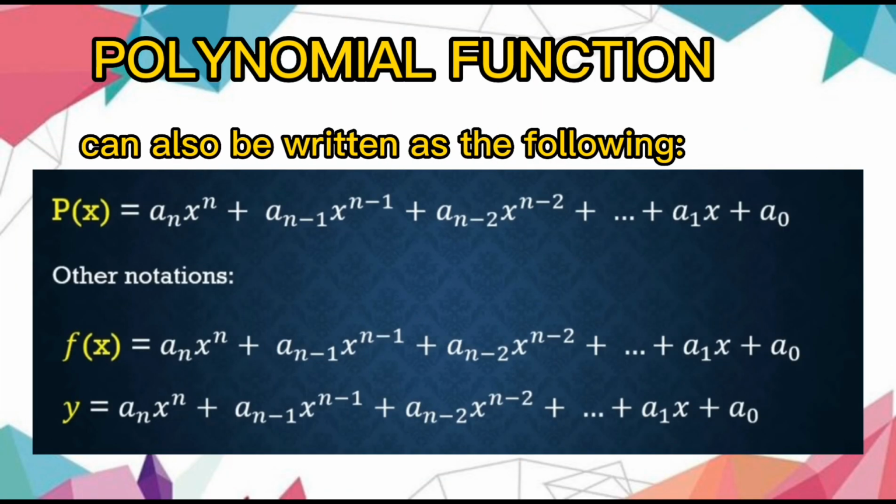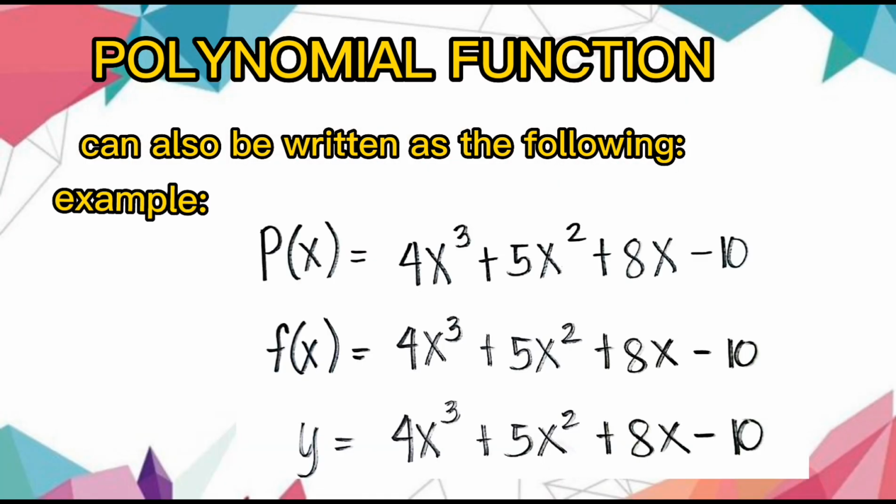A polynomial function can also be written as the following, as you can see on the screen. We have here examples. p of x is equal to 4x cubed plus 5x squared plus 8x minus 10 is also written as f of x is equal to 4x cubed plus 5x squared plus 8x minus 10, or y is equal to 4x cubed plus 5x squared plus 8x minus 10.